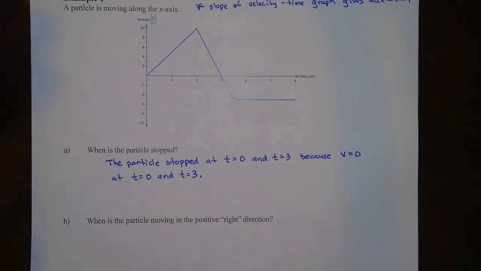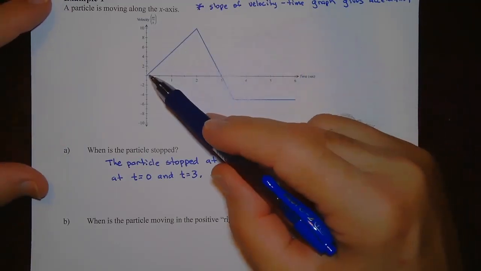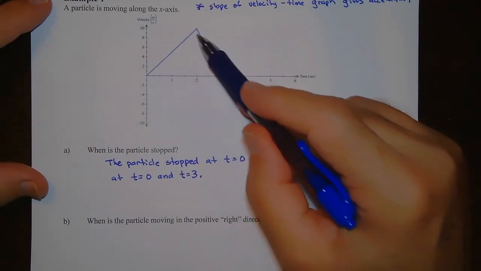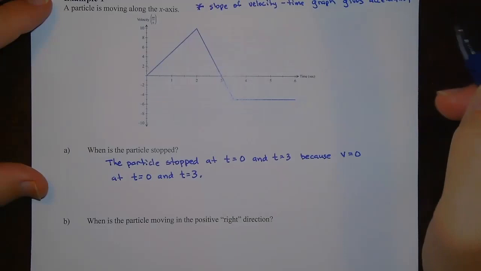Okay, so the next question is this. How do you know when the particle is moving in the positive direction? Okay, or in this case, because we're moving on the x-axis, positive direction would be moving to the right. So how do we know when we're moving to the right? Well, you know you're moving to the right when the velocity is positive. So where is the velocity positive? Well, it's positive between 0 and 3. All of this part of the graph, the velocity is positive.